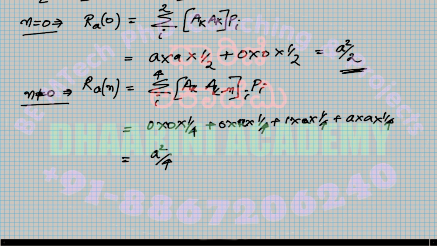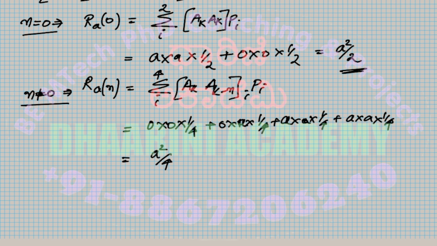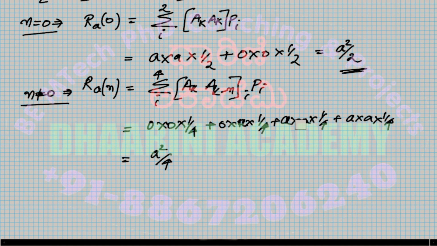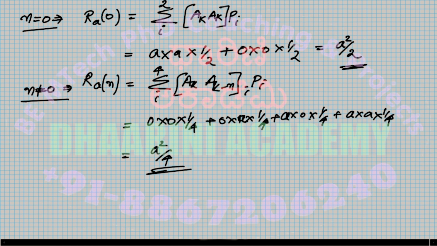I'm sorry, this one is A, my mistake. This is 0 into A, and another one is A into 0, right? I'll update, sorry, my mistake. So I'll correct that. So 0 into A, and the next one should be A into 0, right? Are you okay? Because 1 is represented as A, and 0 is still 0. So 0, 0, 0, 1, 1, 0, 1, 1. Instead of 1, 1, I have A. So A square by 4. Hope this is fine.